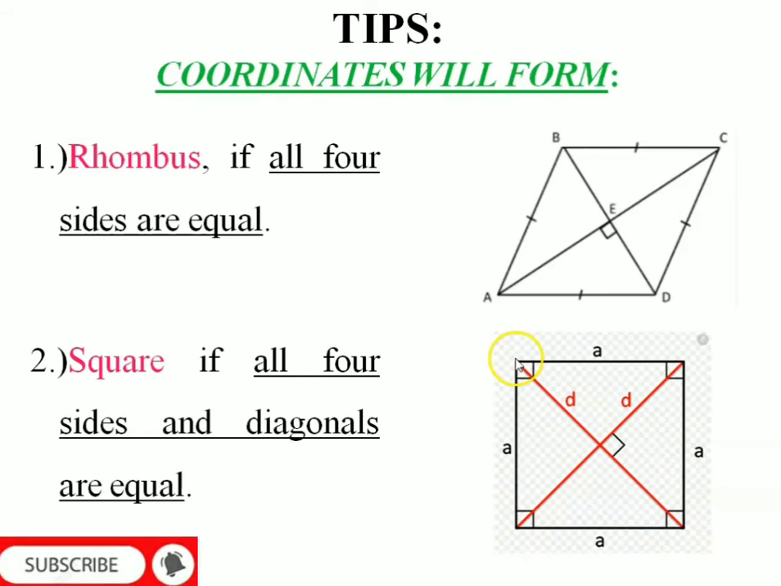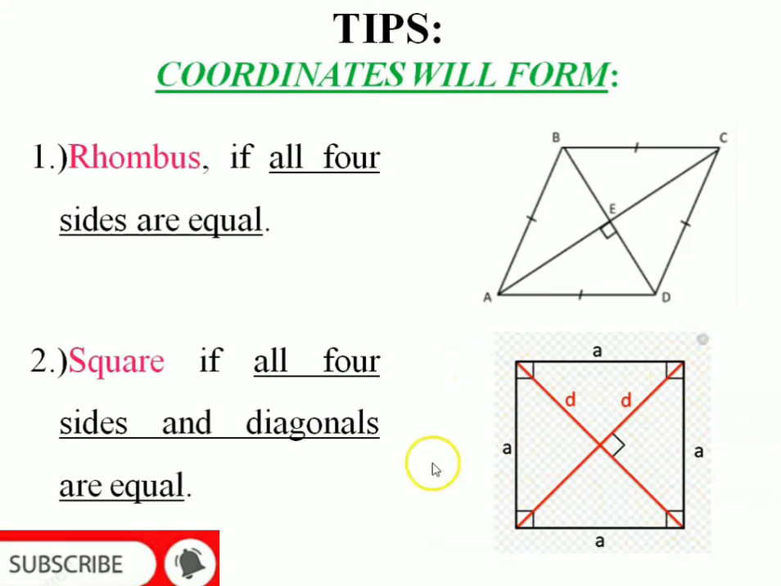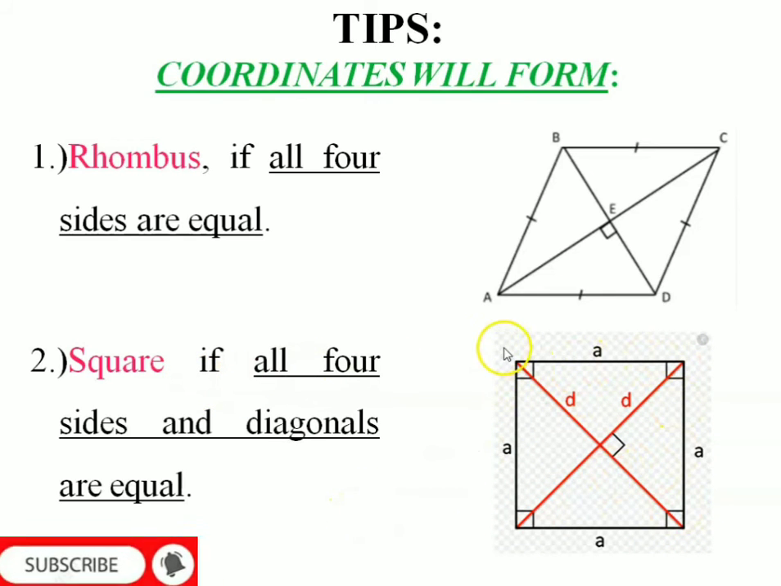Suppose this is my B point and this is my C point here. So BC is equal to AD. That is why I am writing small d and small d for the diagonals. That is, diagonals are also equal and the sides are also equal in a square. So when I have AB equals BC equals CD equals DA, that is, all four sides are equal, and AC equals BD, that is, diagonals are equal, I can say the coordinates are of a square.